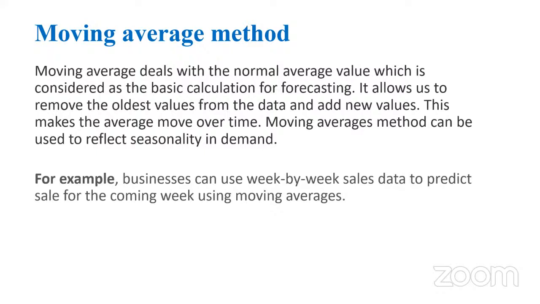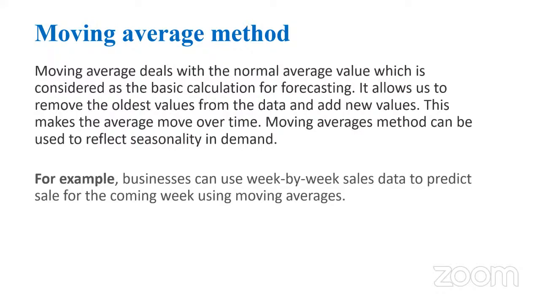Older value means leave 2010, then add 11, 12, 13, then divide by 3. Then leave 11, then add 12, 13, 14, like that. The older value from the data set we remove and add the new value. This makes the average move from one time period to another. Over the time period it changes. The moving average method can be used to reflect the seasonality of the demand. That means for 3 years or 4 years, how the demand changes, like that way the moving average is calculated.